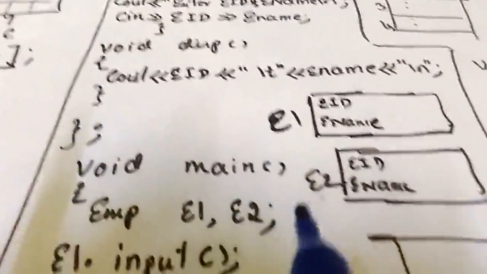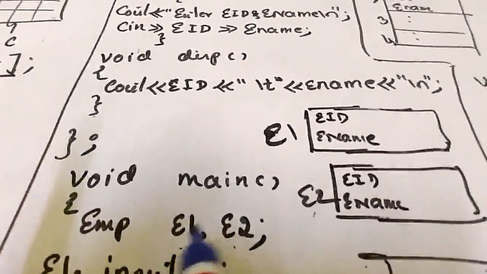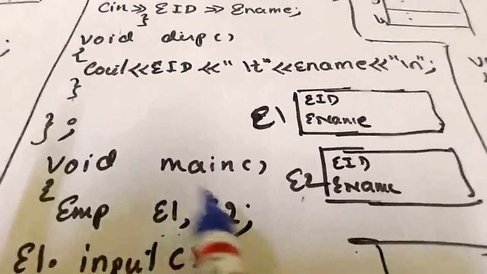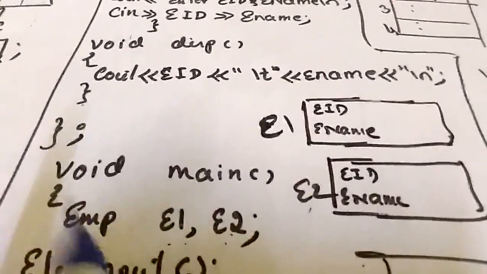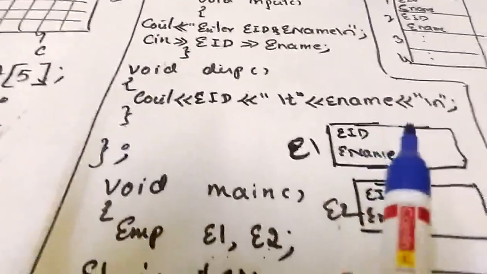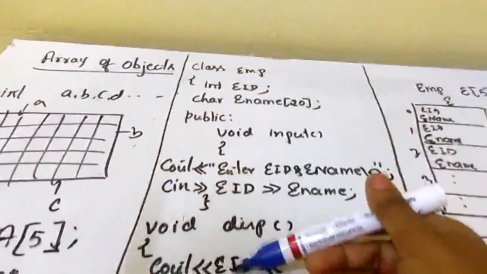So, I want to store details of two employees here. That's why I have declared two variables. E1 and E2 are the variables of which type? Employee type. EMP is not an inbuilt data type. It is created by us. Just now we have created it here. We have defined a class, means we have created our own data type.